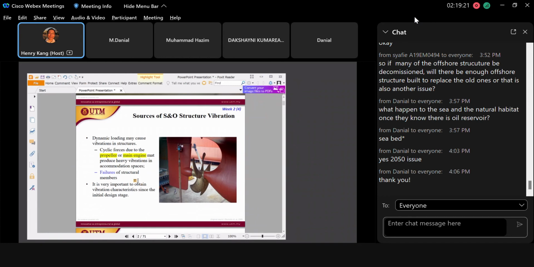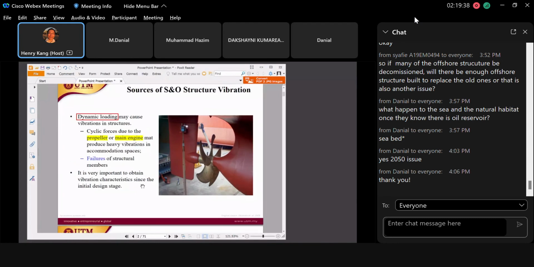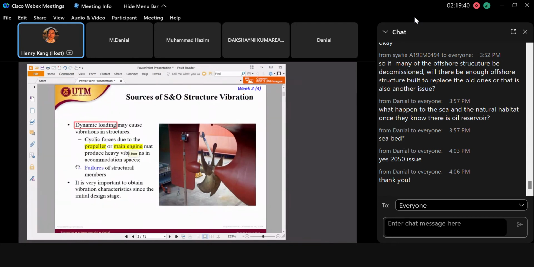So when we're talking about the source of ship vibration, the two main parts are the dynamic loadings acting on the ship structure. In particular, the dynamic loading comes from the ship propellers and the main engine, which will produce vibrations in the ship structure. So these are two important sources. In the exam, you need to understand how to explain this in the essay question.